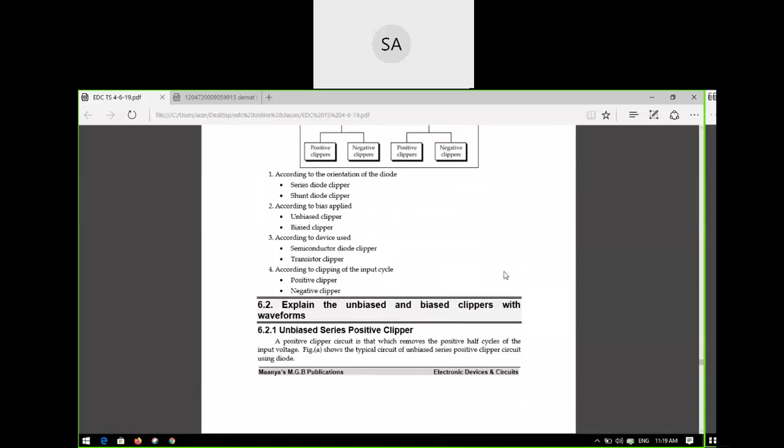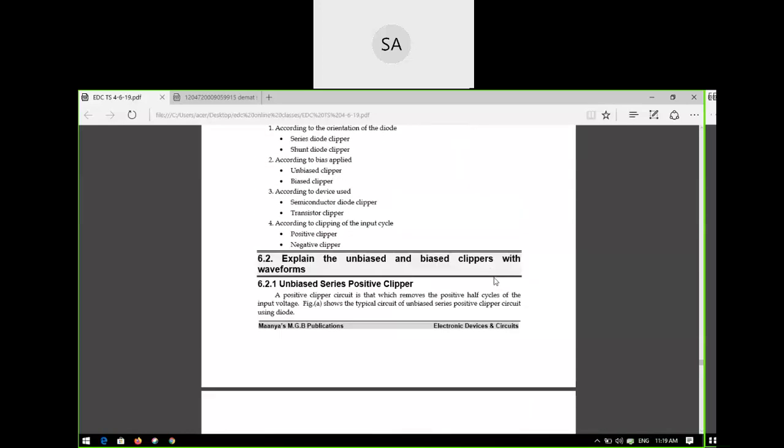What is a clipper? It is clipping of the waveform. Clipping means removing some portion of the signal. A clipper is a circuit which is used to clip off or remove some portion of the output signal. The circuit which is used to remove some portion of the waveform, we can call it a clipper circuit. The clipper circuit can be of different types, and you can see them individually.